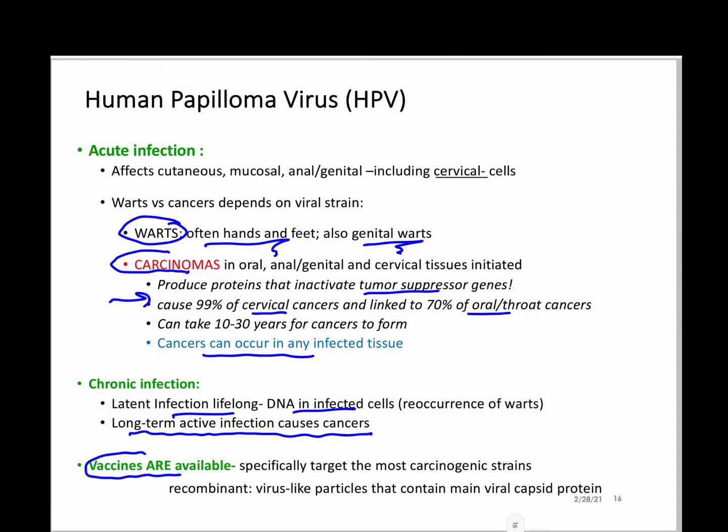Again, we're lucky we do have vaccines available, and the human papillomavirus family is so huge, and there's so many different strains that affect humans, that they really have to narrow it down to the most important ones to include in the vaccines. So what they've done is really just targeted the most carcinogenic strains, and these are recombinant vaccines. They're going to have the main viral capsid protein from multiple different strains, so they'll have multiple different capsid protein forms, and then insert that into a virus-like particle, which is the vaccination. So hopefully then the body creates antibodies to all of these different versions of that viral capsid protein.